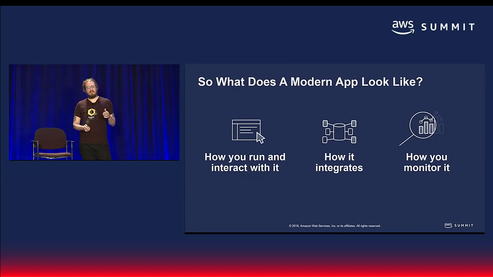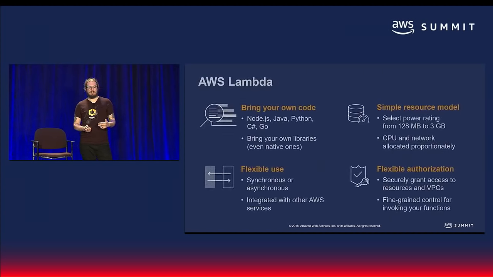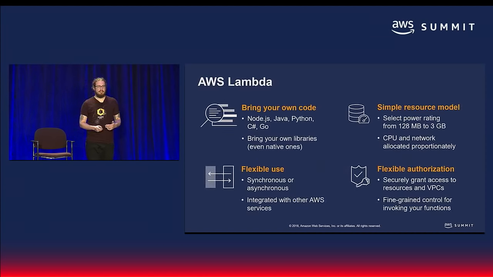So starting from the left-hand side, from that run and interact, let's talk about the first way that you can run and interact something in your AWS cloud. That's AWS Lambda. AWS Lambda provides an event-driven serverless system for running a function. And it could be Node.js, Java, Python, C#, or Go. And you can even bring your own libraries, including native ones.